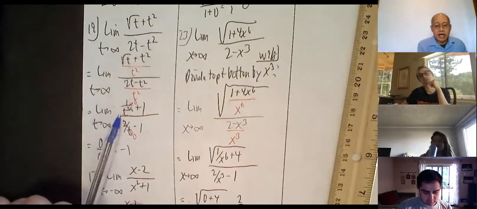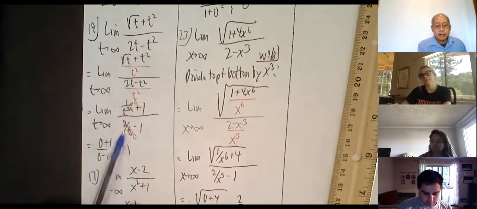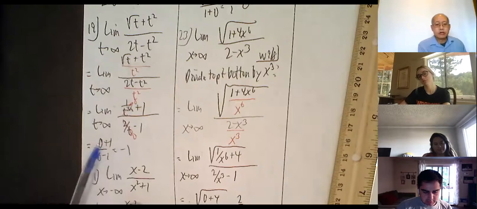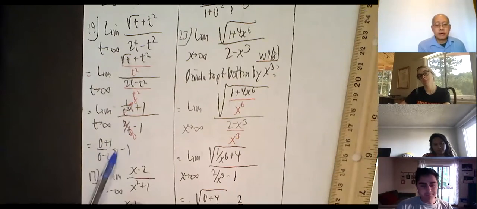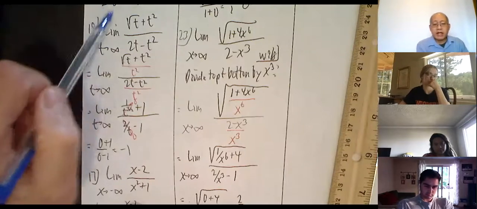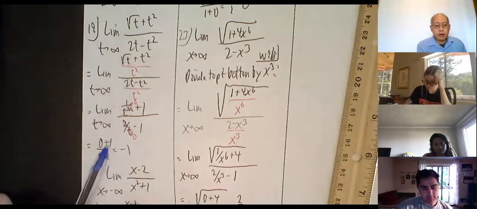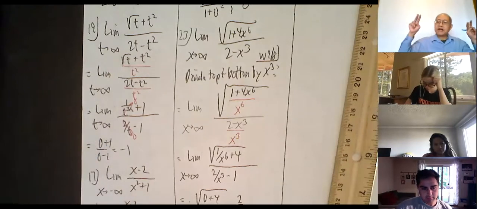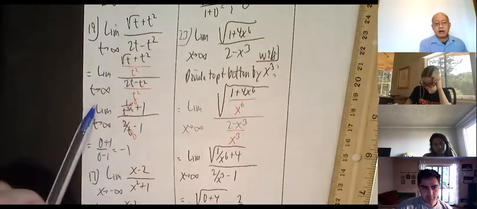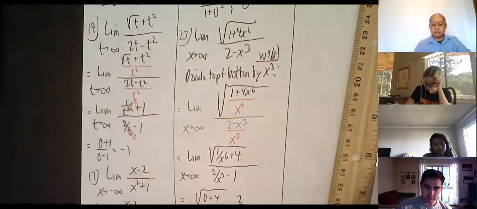1 over t to the 3 halves approaches 0 when you plug in big numbers. A million, a billion, a trillion, 1 over that's going to be 0. Likewise, 2 over t approaches 0. So you have 0 plus 1 over 0 minus 1, which is negative 1. So the final answer is negative 1. Please notice, keep writing lim until your final answer, and then you don't write limit anymore. Here you, quote unquote, plug in infinity. Infinity is not a number, but you're plugging in bigger and bigger numbers. That's the idea here.